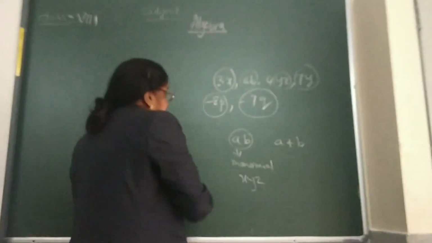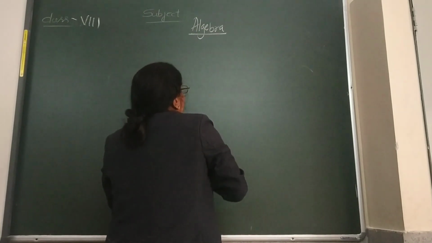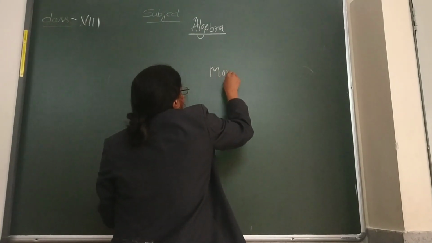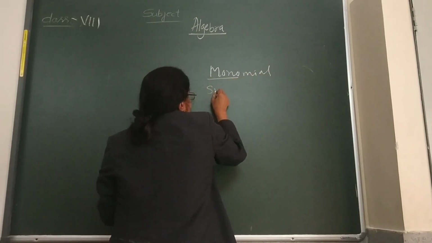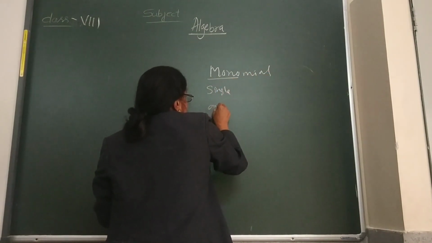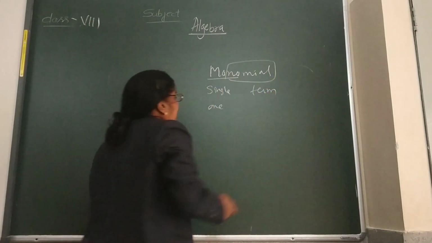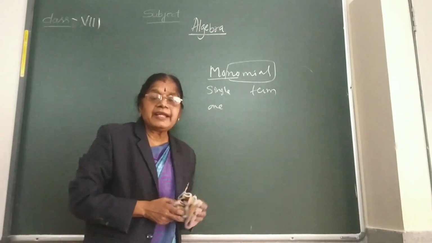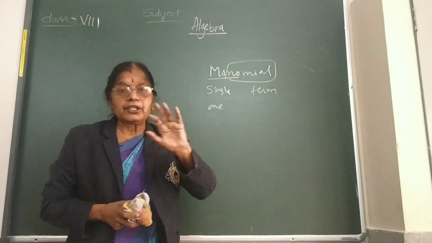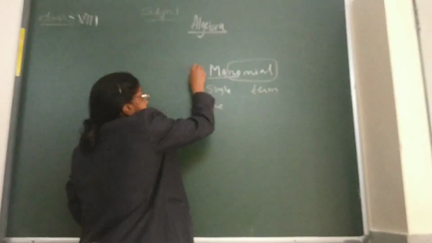So, what is the definition of a monomial? First we saw the monomial. Mono means single, or one. Nomial means term. An algebraic expression having only a single term is called a monomial. So that is the first type of term we know.